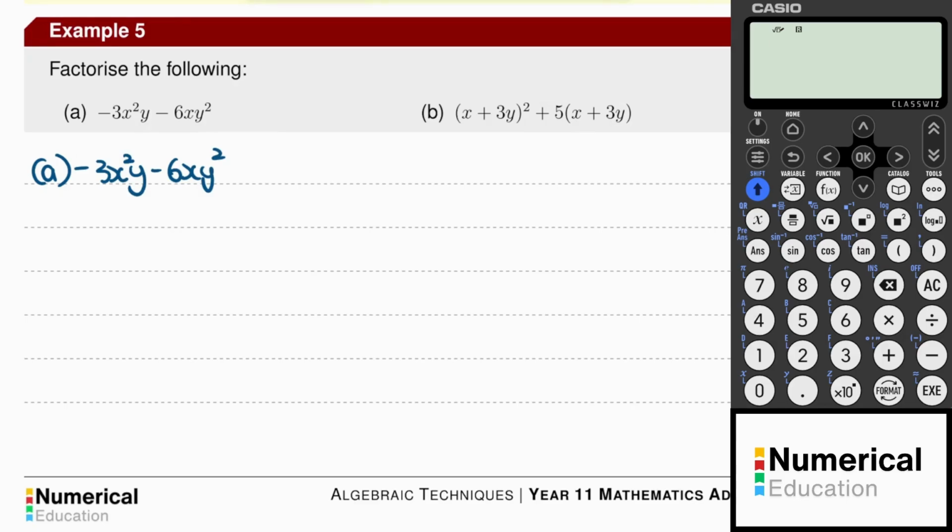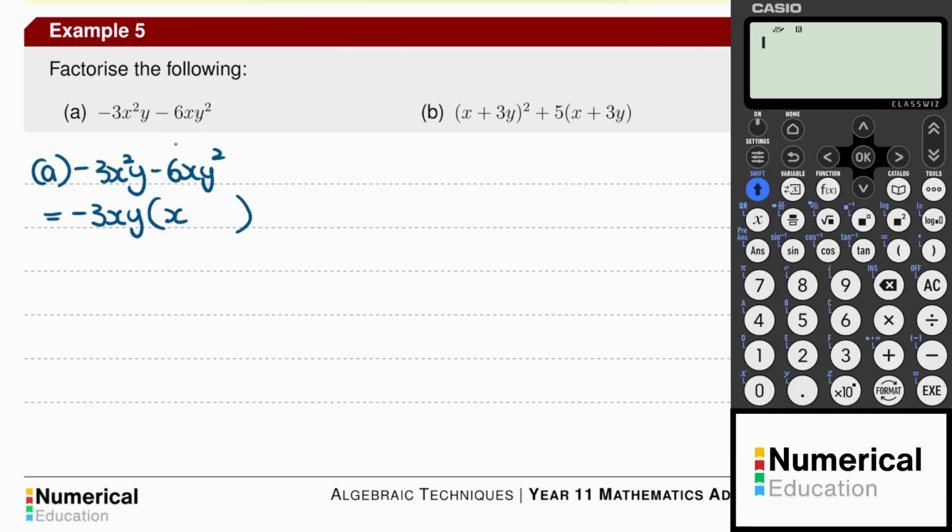So I can see there's a number of things that's common to both of these terms. I can pull a negative 3 out. I can take 1x out and I can take 1y out. So there's going to be some sort of term left over on the inside. Now, if I take a negative 3xy, I'm going to have an x remaining in that first term.